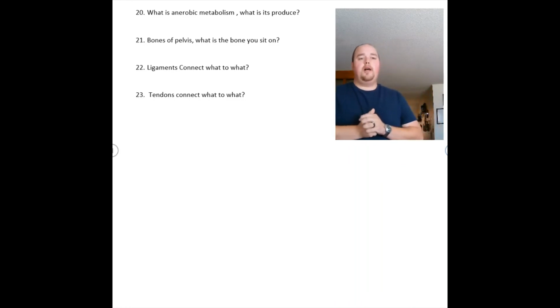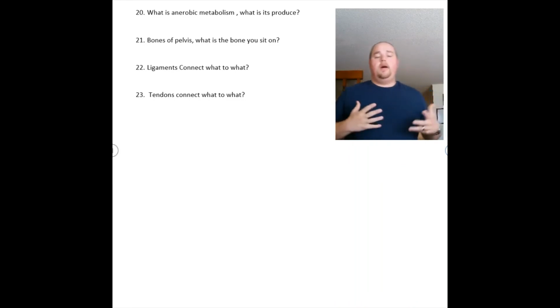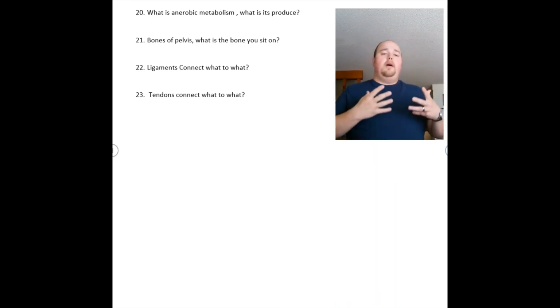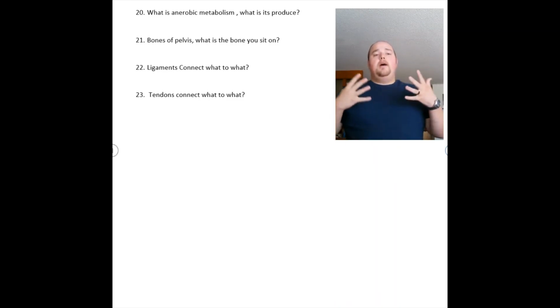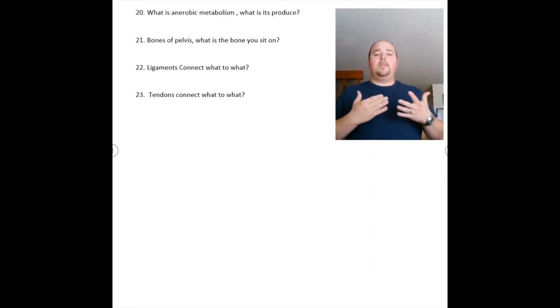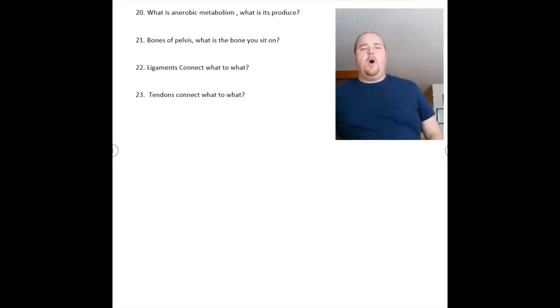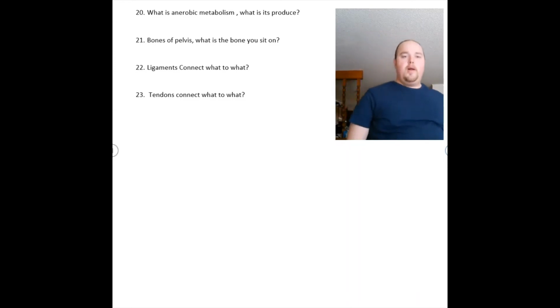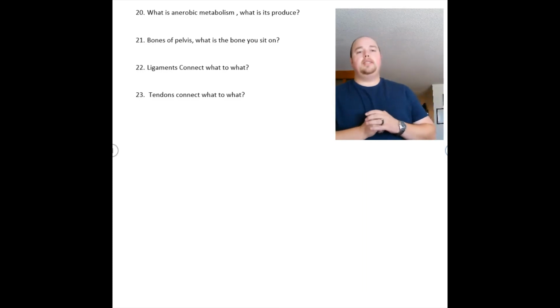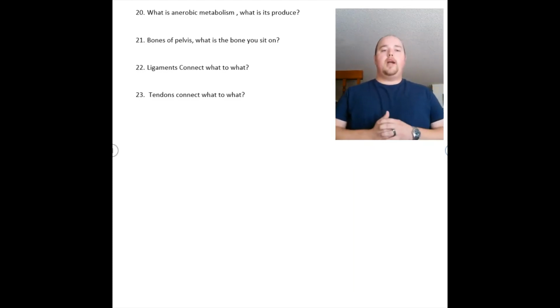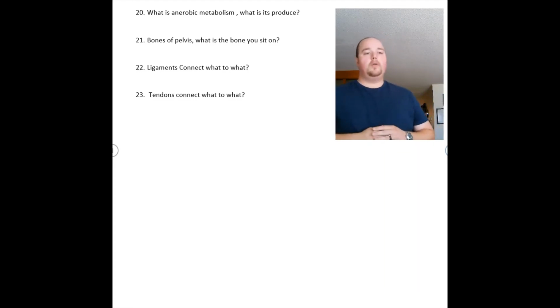And the bones of the pelvis, what bone do you sit on? So know the bones of the pelvis, your acetabulum, your pubic symphysis, but also know what the bone you sit on. And what is that bone? Man, sometimes I sit on my butt so long I forget what that bone is. Oh, that's the ischial tuberosity. The ischial tuberosity is the bone we sit on, and that's going to come important when we start learning about hare traction splints much later on in the course.